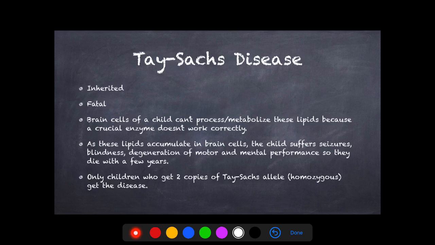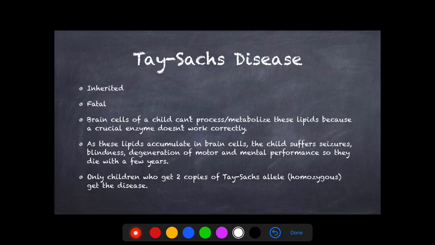Sadly, it is fatal. When a child inherits this disease, the brain cells of that child cannot metabolize these specific lipids, because they have an enzyme that doesn't work correctly, okay? Normally we have enzymes in our brain that are able to process certain lipids so that our brain cells are healthy and well. But in children who don't have this enzyme working correctly, they can't process or metabolize these lipids.